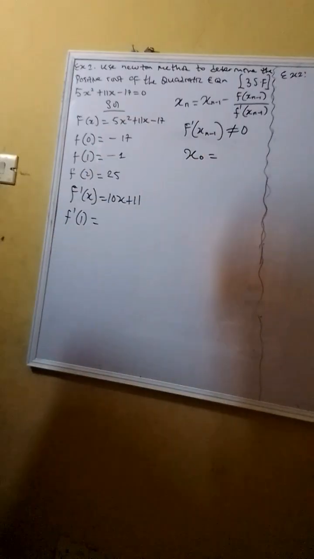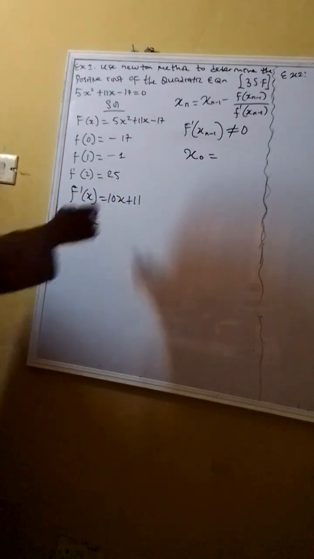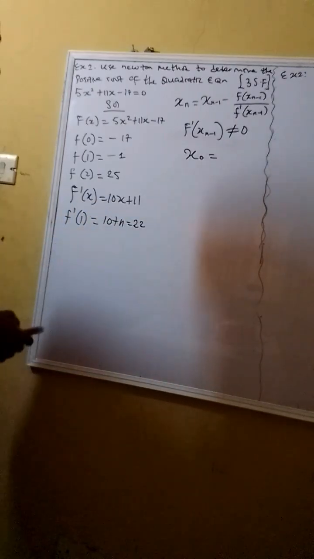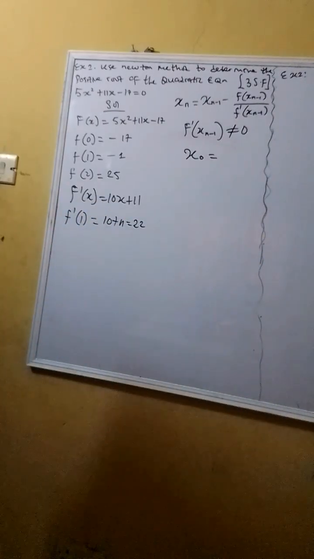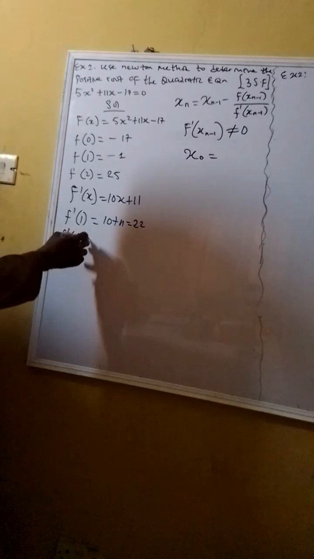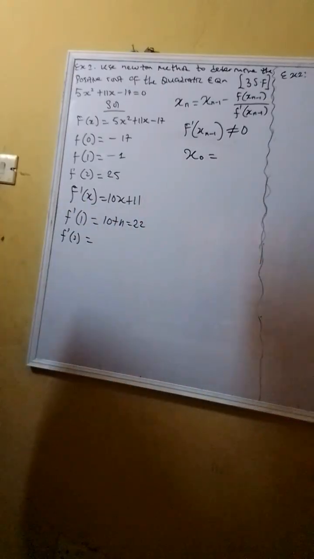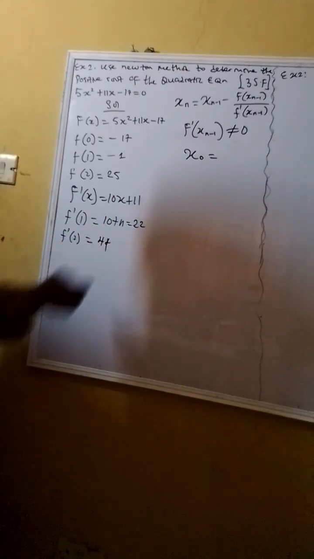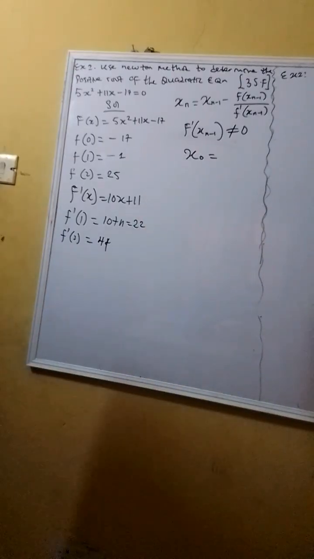Minus 7, so that becomes 0. Now to insert 1 into this particular function, I have 10 plus 11, which gives me 22. Right? And from this point of view, if I insert 2 into the function, I have 20 plus 11, which gives me 44.